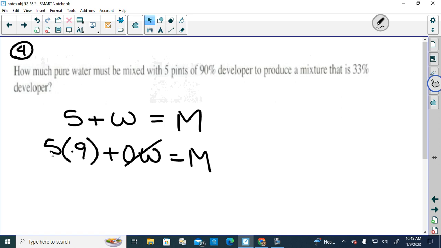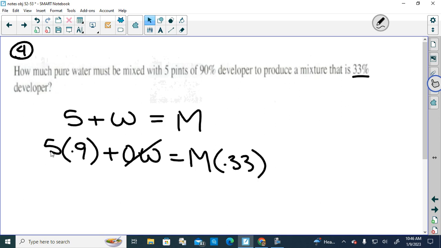What do I do to solve for M? Multiply it. Oh wait, I lied. I forgot about the 33%. Step back. Sorry, I forgot about that. How much percentage of mixture do we have? How do I represent that? 0.33.